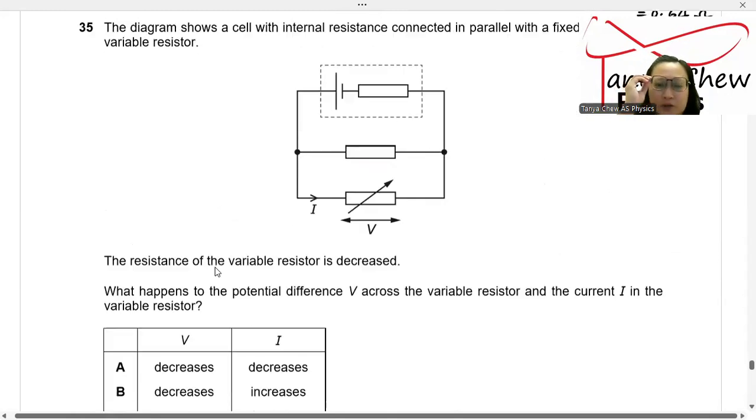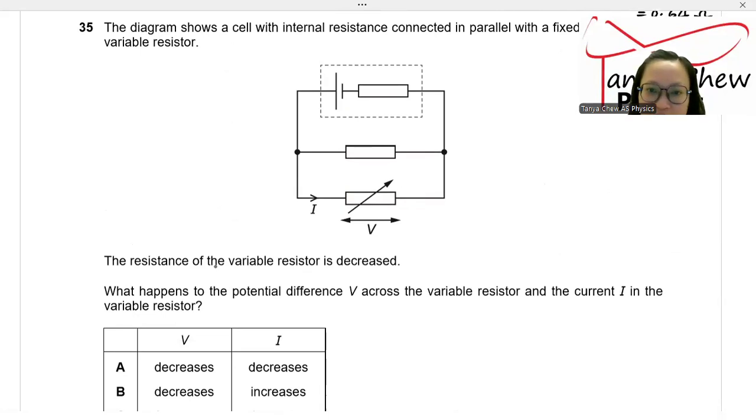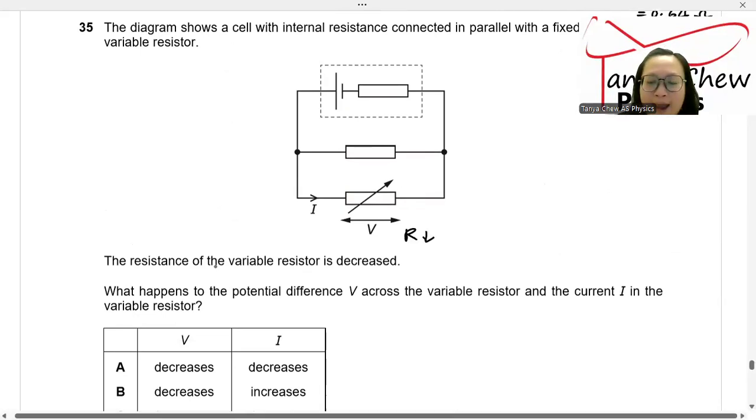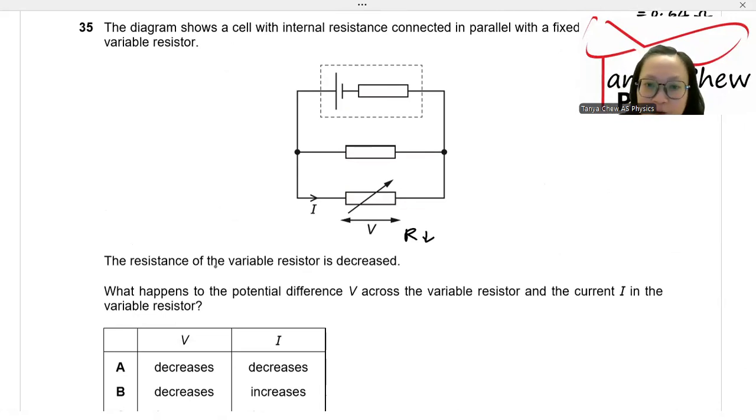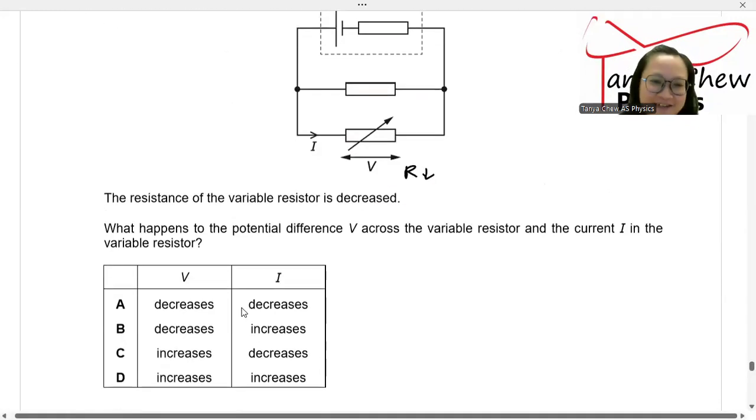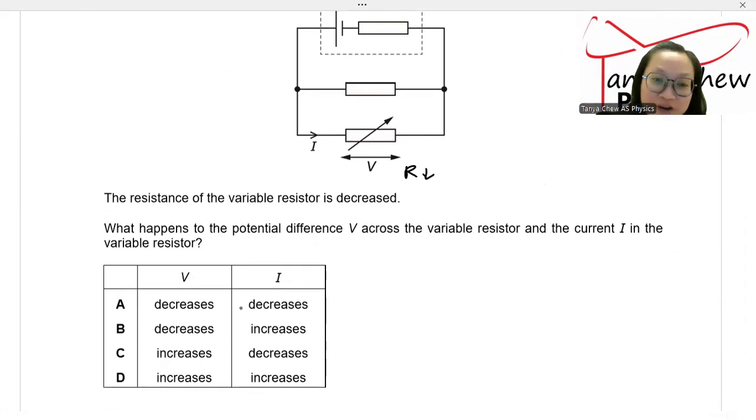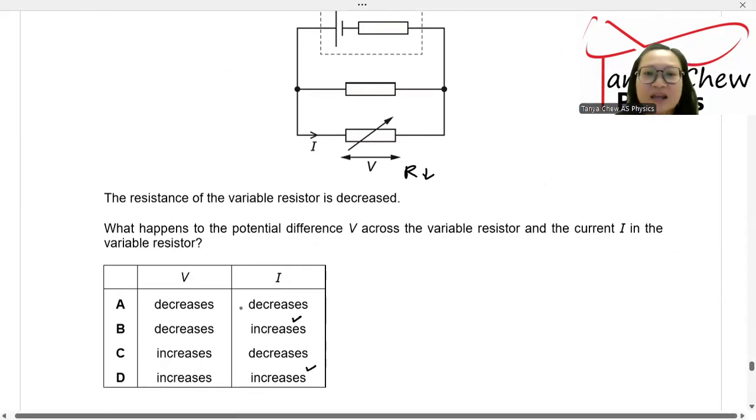Now, 35, the diagram shows a cell with internal resistance connected in parallel with a fixed resistor and a variable resistor. Resistance of the variable resistor is decreased. What happens to the potential difference across the variable resistor and the current in the variable resistor? Could you see that when the resistance decreases, the current across the variable resistor will have to increase? And V is directly proportional to R, remember? So when the R decreases, the V would have to decrease. B is the answer.